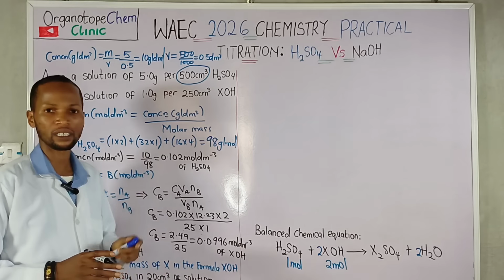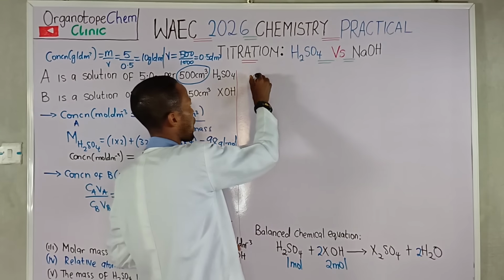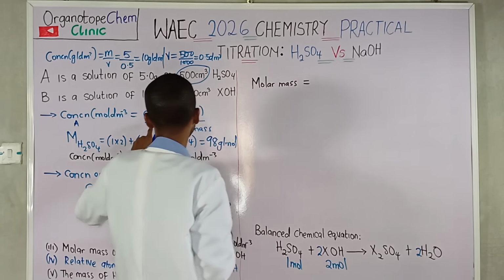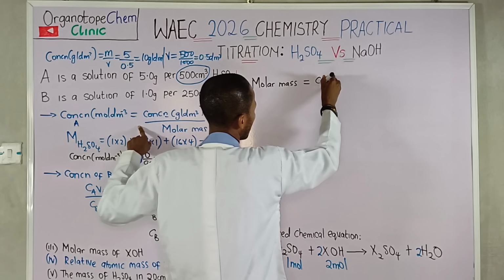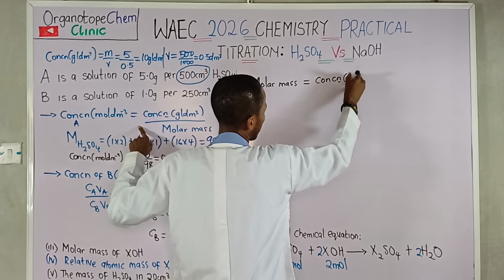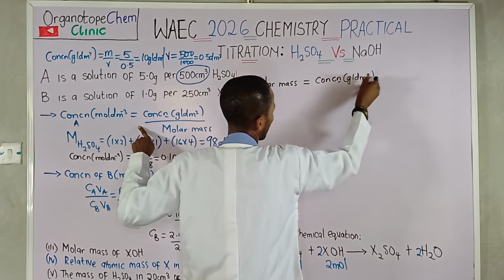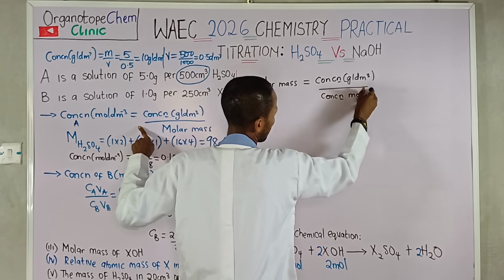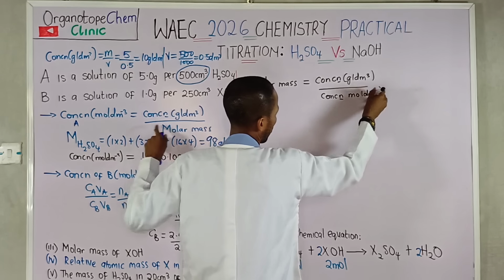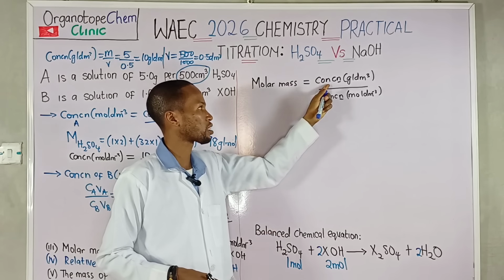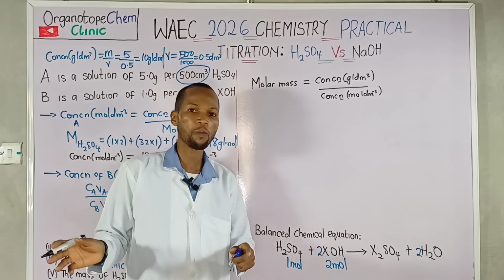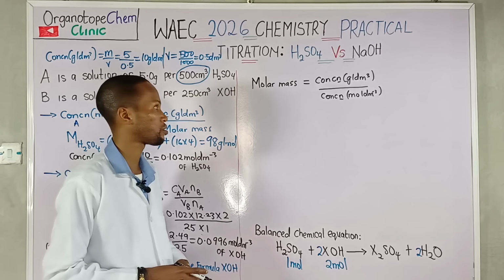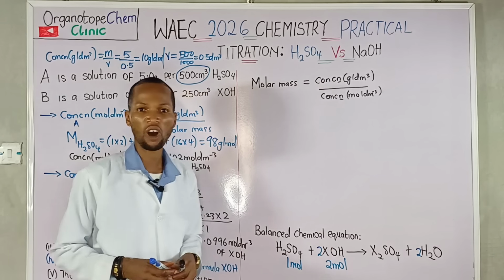So when we make the molar mass the subject of the equation here, we are going to have molar mass equals concentration in gram per dm cube divided by concentration in mole per dm cube. Okay, so the ratio of the concentration in gram per dm cube to concentration in mole per dm cube is the molar mass of the XOH that we are considering. Now, can we determine the mass concentration of the base?